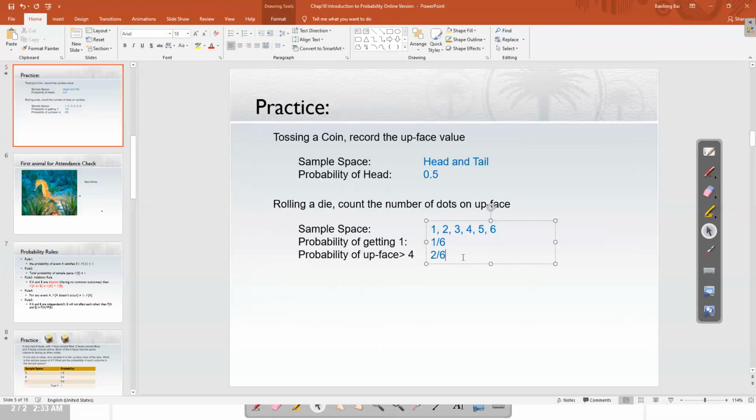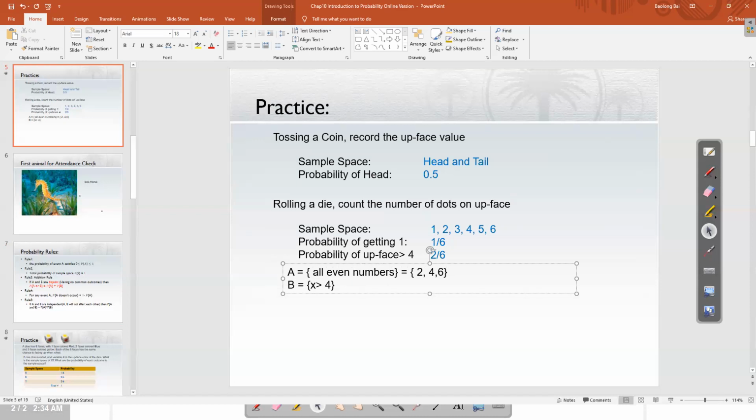Right? So for example, let's talk about rolling a die. We can define different events. We can define event A as all even numbers, which translates into 2, 4, and 6, right? That's event A. Event B as greater than 4.